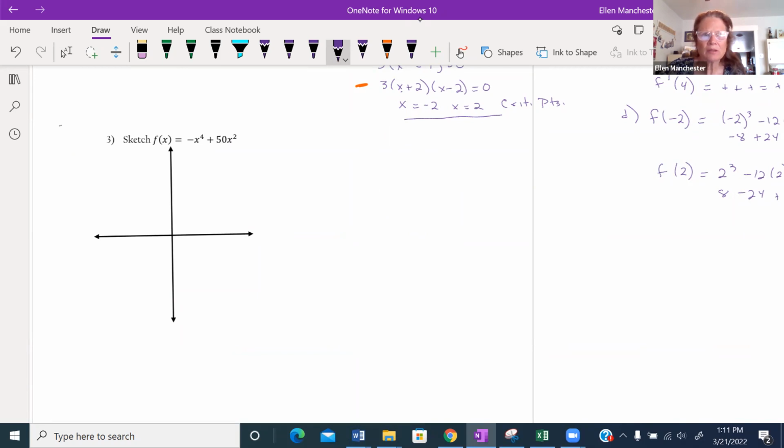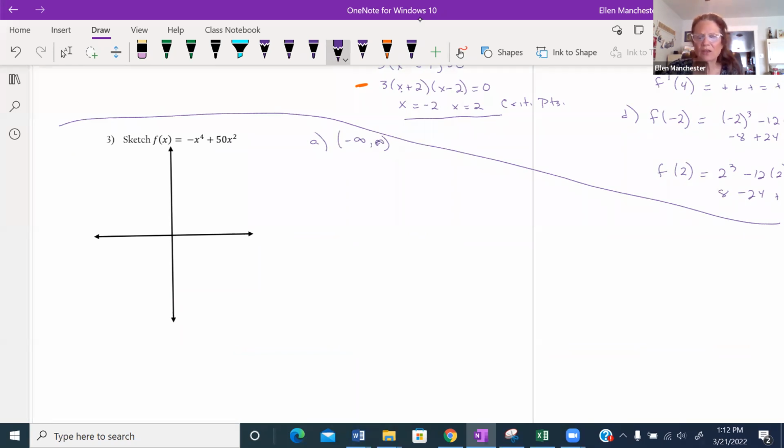So with this one, separate all of this mess. With this one, again, domain is always first. So because we're just dealing with polynomials, it's always going to be all reals. Once we get into the word problems, you'll see where the domain comes more into play. Okay, and then the next step is we're going to find our derivative. So using the power rule, the 4 gets dropped to the front, so it's -4x cubed. The 2 gets dropped to the front and multiplied, and then take 1 off. So there's our derivative.